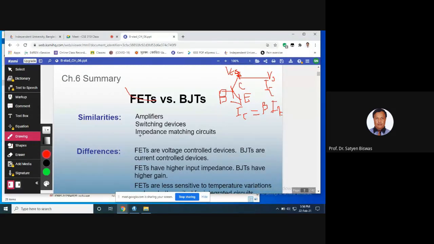And he says impedance matching circuits. Impedance matching means when you connect some other external circuit to the output or input, the impedance must be matched, right? If the impedance does not match, then you cannot connect with this, right? Impedance should be matched in order to connect at the input or even the output, right?